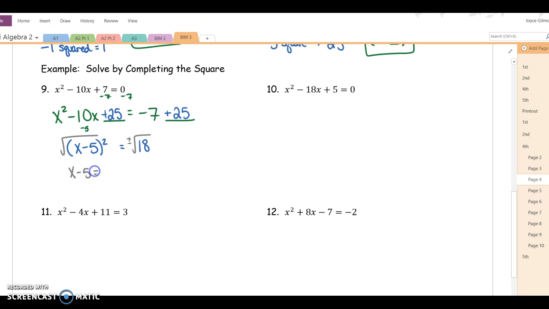So x minus 5 equals positive or negative. We may need to go off to the side somewhere and simplify the square root of 18. How can we break up the square root of 18? 9 and 2. The square root of 9 is 3. So x minus 5 equals plus or minus 3 times the square root of 2. Am I done? No. Add 5 to both sides. x equals 5 plus or minus 3 times the square root of 2.